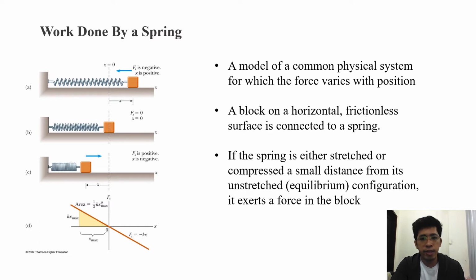Now, if the spring is either stretched or compressed a small distance from its unstretched, or what we call its equilibrium configuration, it exerts a force on the block. Looking at the figure, let's look first at figure B. The figure B configuration is what you call your unstretched or equilibrium position. That is, your spring is neither stretched nor compressed.